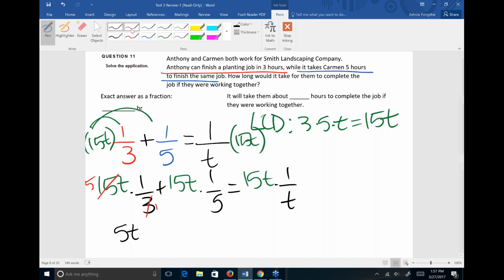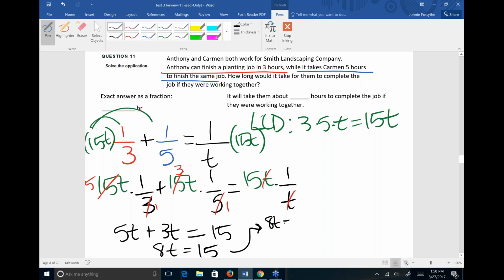All right, so now let's see, 15t times 1 over 5, 5 goes into 15 3 times, 5 goes into 5 1 time. So I have 3 times t times 1, so that's just going to be 3t equals 15t times 1 over t. T divided by t cancels out to 1. So I just have 15 times 1, which is 15. So 5t plus 3t is 8t equals 15.